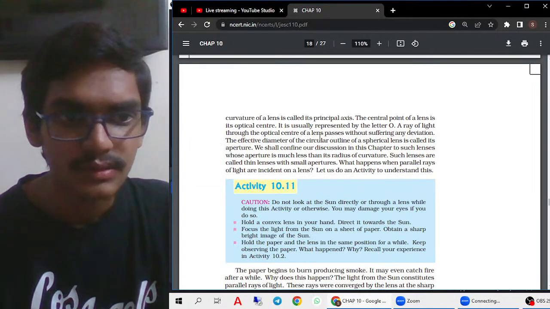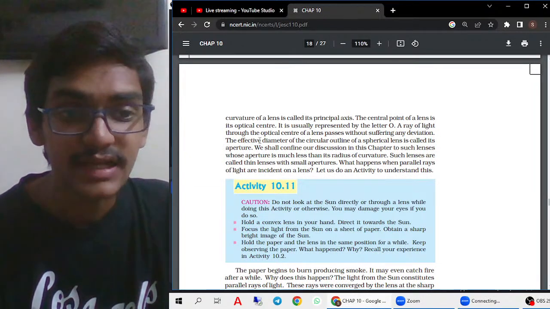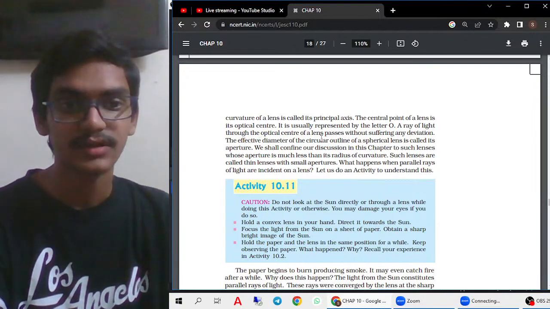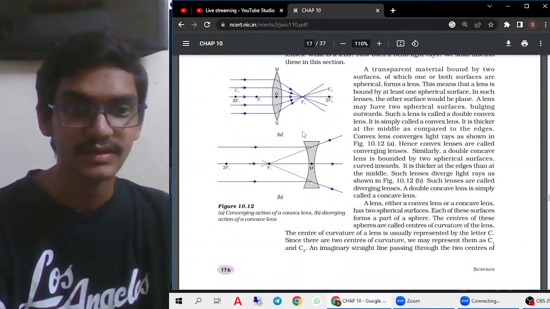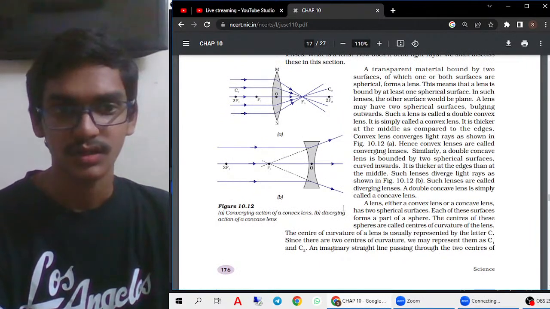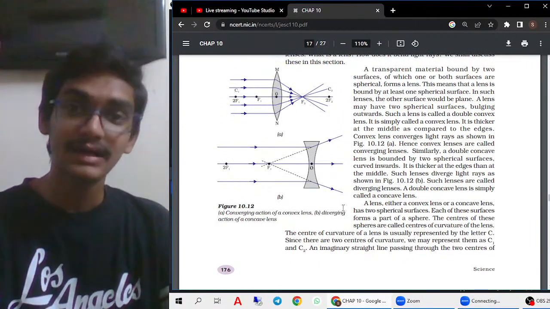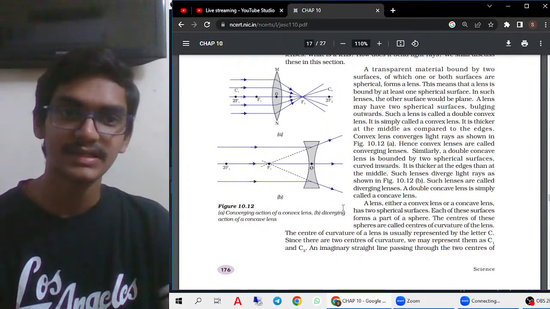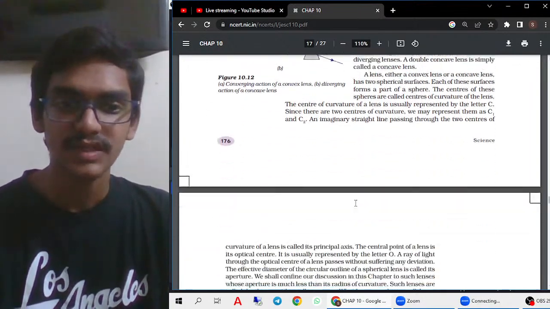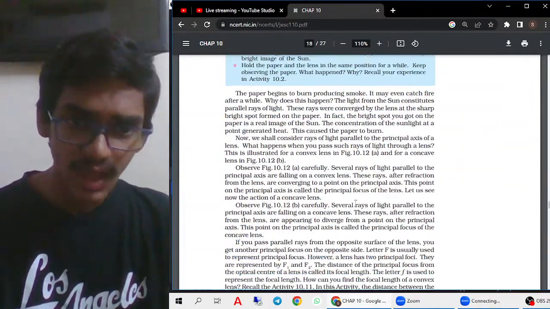Okay. Then the effective diameter of the circular outline of the spherical lens, whether it is this one or this one, is called the aperture. In the concave lenses also, the part of the reflecting surface which you are going to take is considered to be the aperture. Based on that, you have to see which one is your aperture.